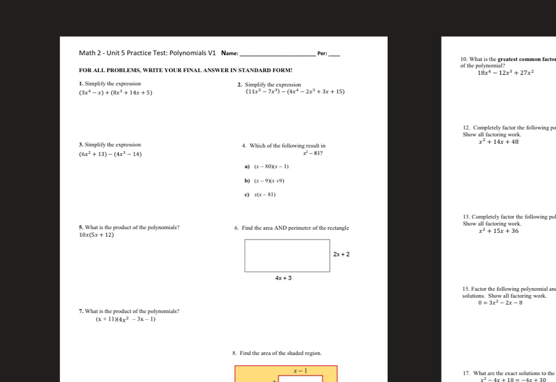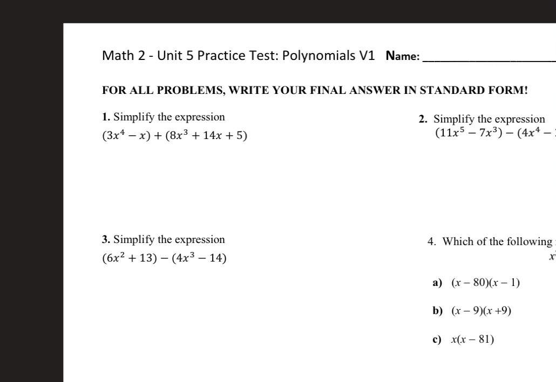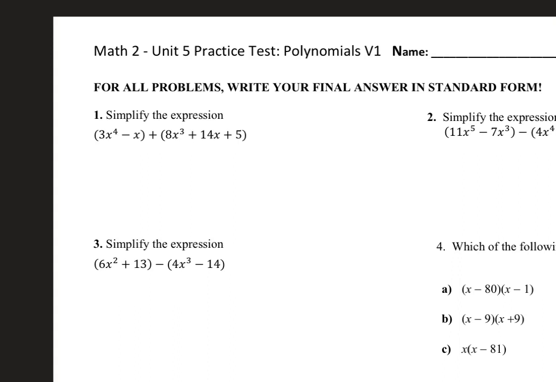All right, in problem number 1, it asks us to simplify the expression, and for these problems you need to make sure you look at the symbol between the two parentheses, because then that'll tell you if you're adding, subtracting, or multiplying. So in this case we are adding these two polynomials. Remember that when we are adding polynomials we can essentially just ignore the parentheses and we just combine like terms.